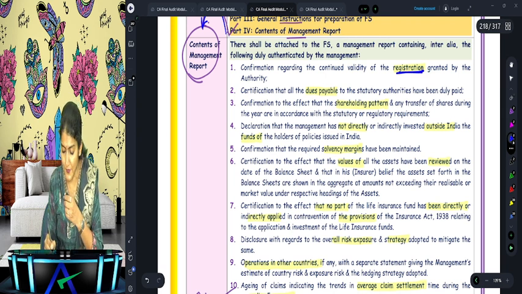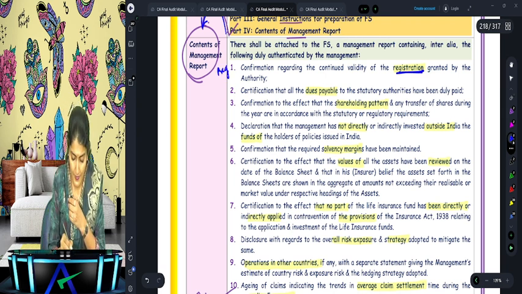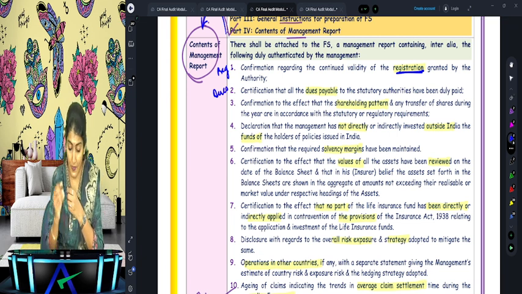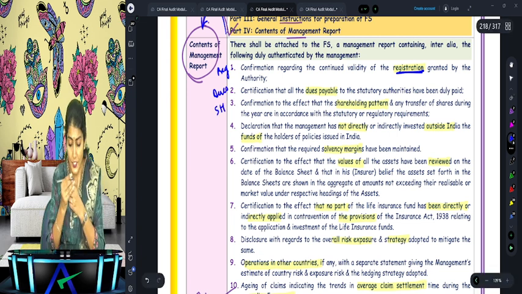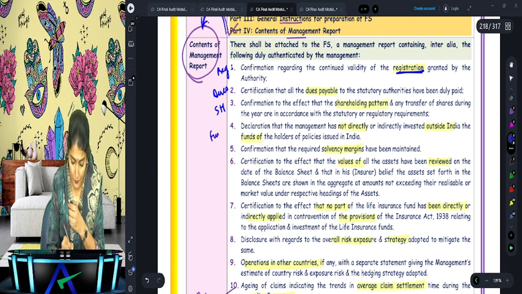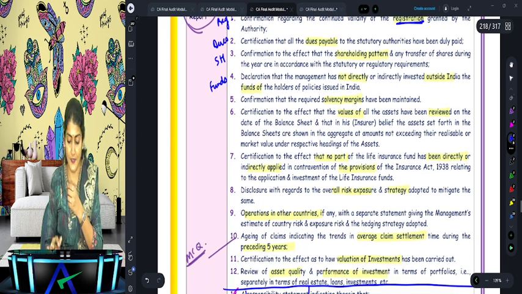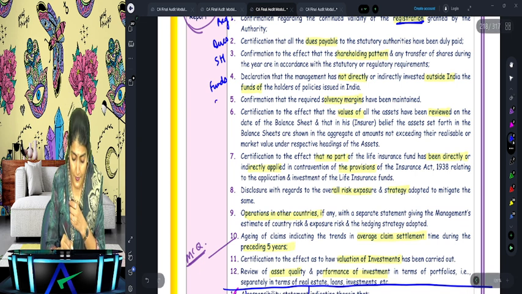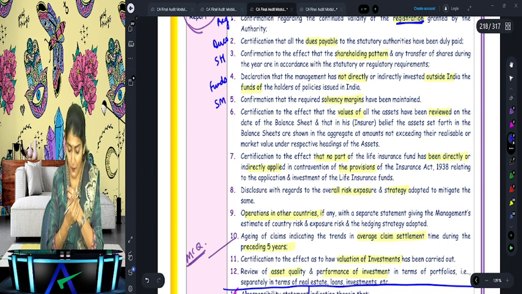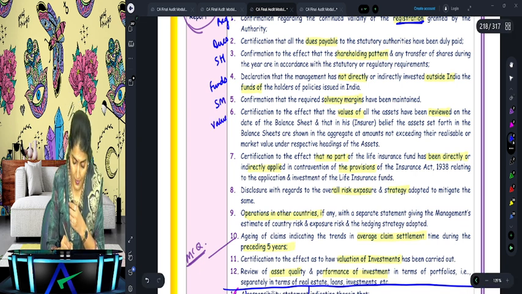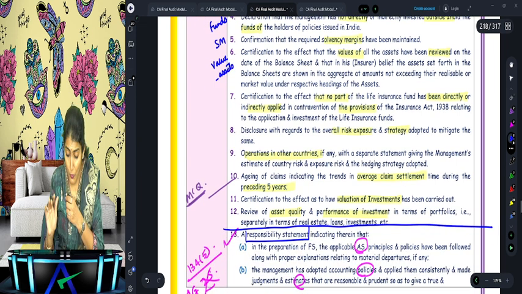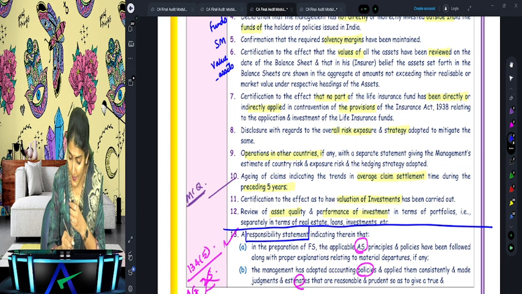One, the management has to confirm regarding the registration. Second, they need to confirm regarding the dues payable. Third, they need to confirm regarding the shareholding pattern. Then they need to confirm regarding the funds that they've not invested outside India. Then they need to confirm regarding the solvency margin. Then they need to confirm regarding the value of the assets. Are you understanding that? Then no part of the funds have been invested, again, so they talk about the fund, but they've not been invested in contravention of the provisions of the Act.